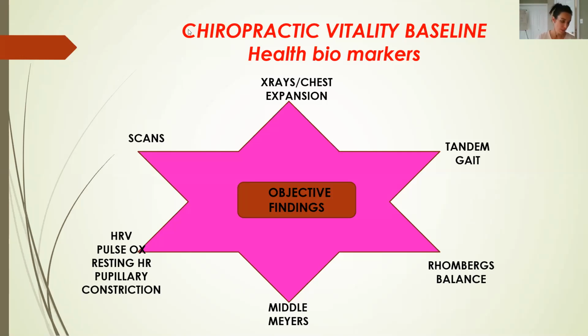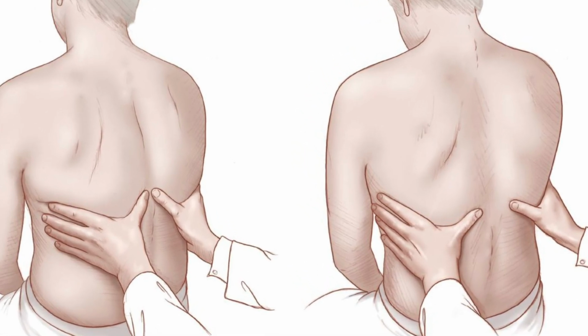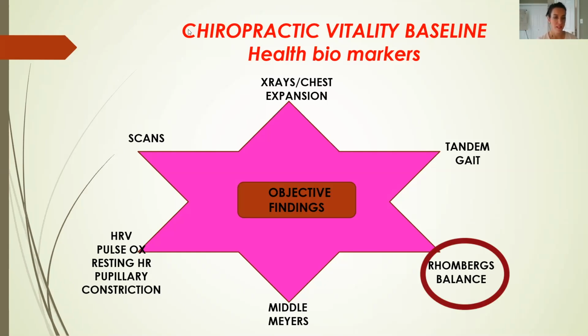We don't do that as much anymore because in the province we live in, people now have to pay for what used to be a publicly funded service. These are all things we used to do. We do a combination of things today that are a little bit different: chest expansion, where you're looking at the ability for the lungs to expand; tandem gait; Romberg's balance; Mittelmeyer's, or marching in place.